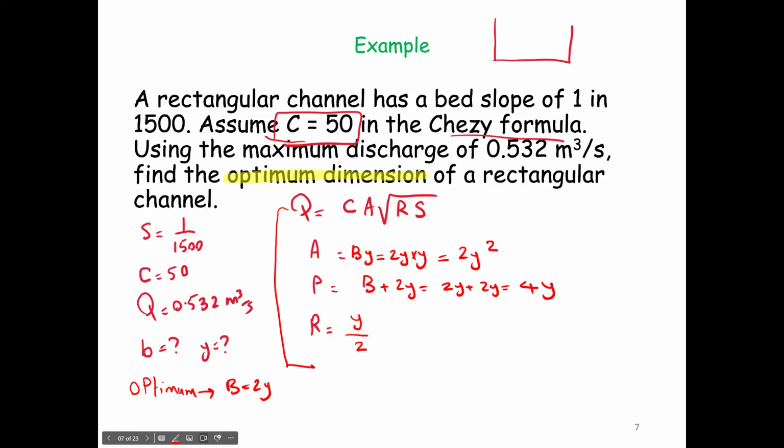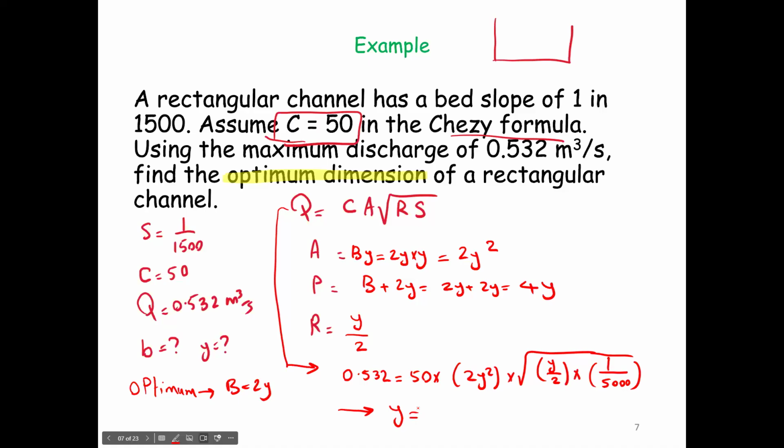So I'm going to replace the data that I have. For the discharge, I have this. For C, I have 50. For area, I will replace 2Y. For R, Y, and for S, I have this. So it seems that you can find Y easily, which is 0.611. Yeah. And for B, you will have the 2Y, which is 1.22.